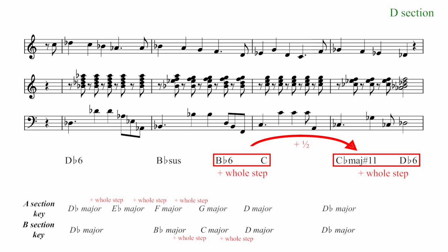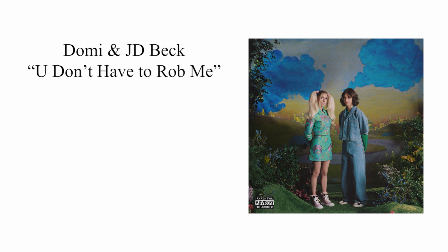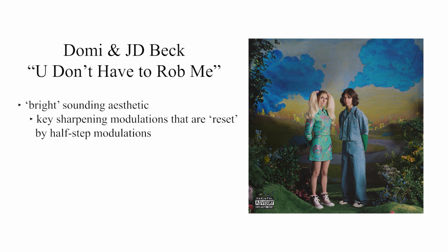The sheer range of these compositional connections is truly amazing, and serves to distinguish Domi and J.D. Beck from other jazz and pop musicians. Overall, You Don't Have to Rob Me uses all kinds of techniques to achieve an optimistic, bright-sounding aesthetic. The biggest factor is the use of key-sharpening modulations that are subtly reset by half-step modulations, producing a sort of semi-continuous feeling of upward movement.